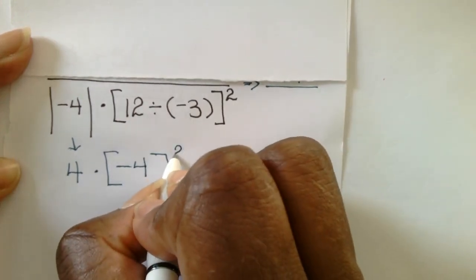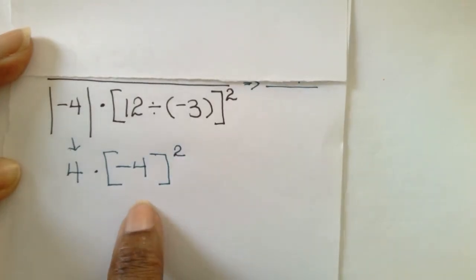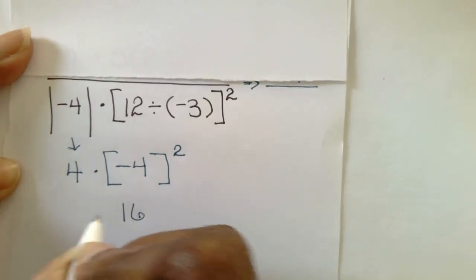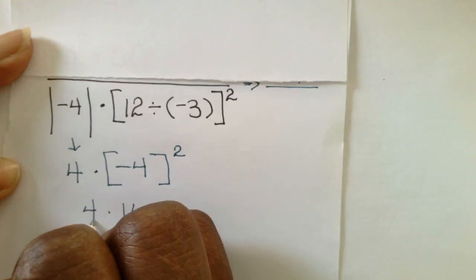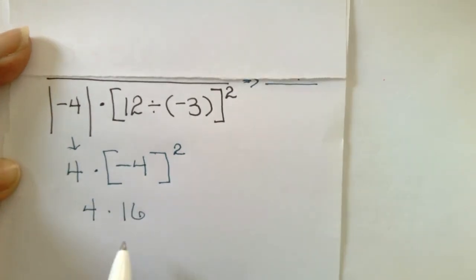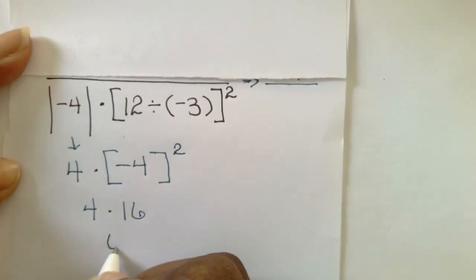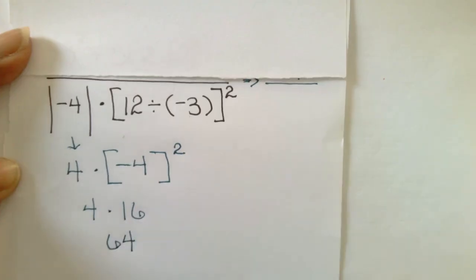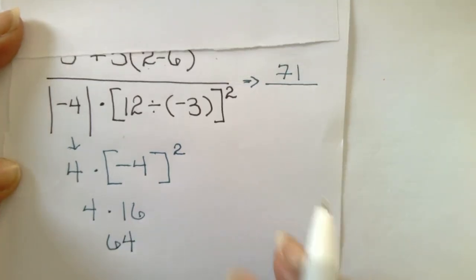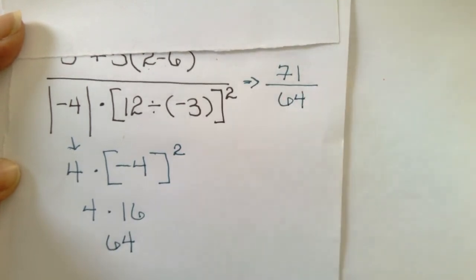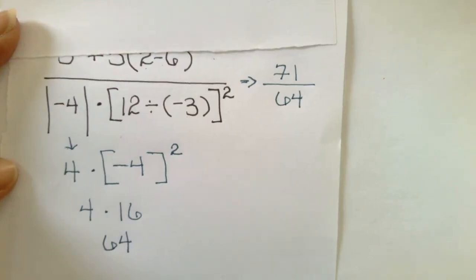And that negative 4, the second one, what we need to do is to square it. So negative 4 times negative 4 gives me a positive 16. And now we have 16 times 4, which gives me 64. So your denominator is 64, and we have 71 over 64. Okay?